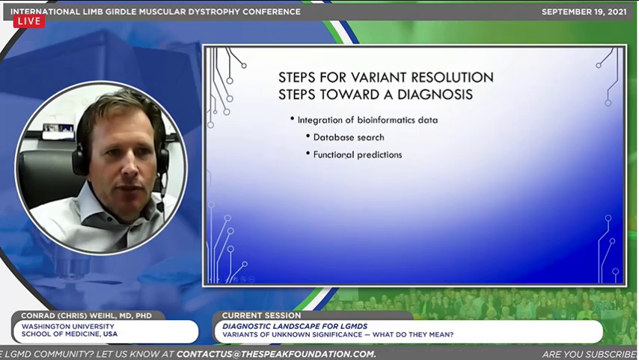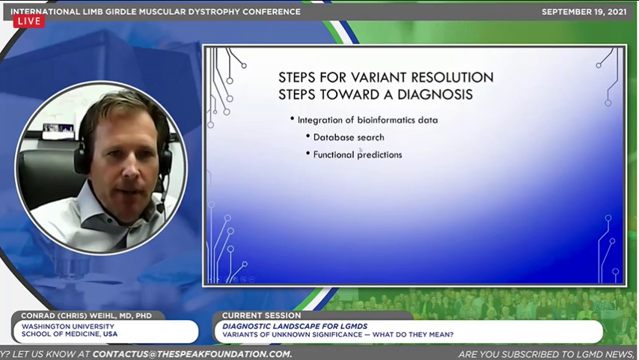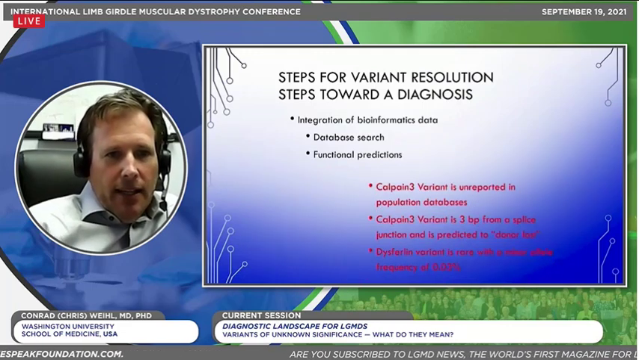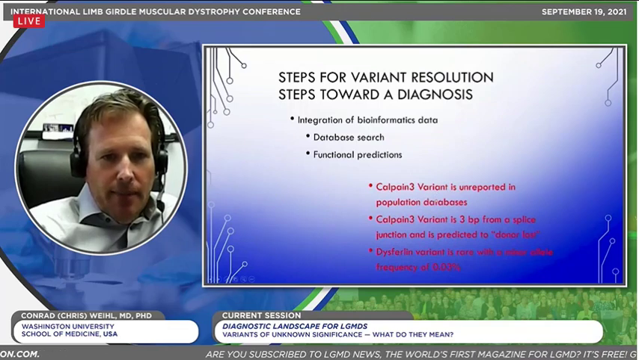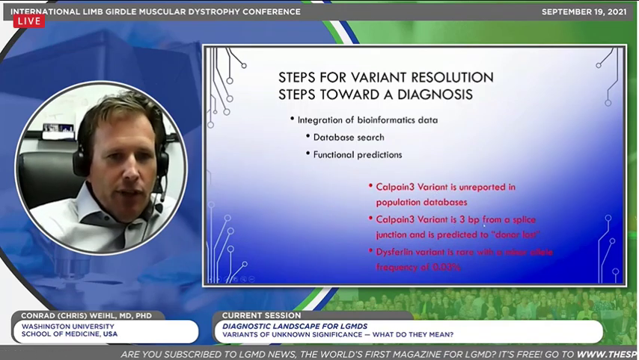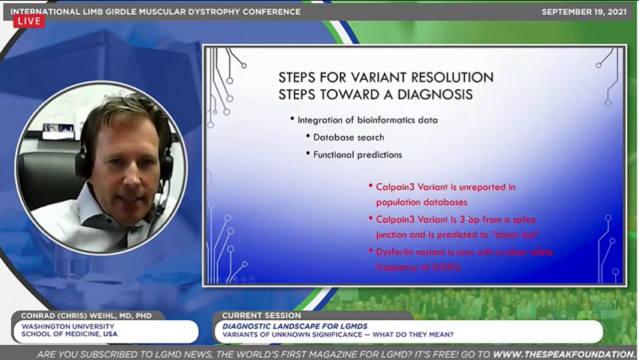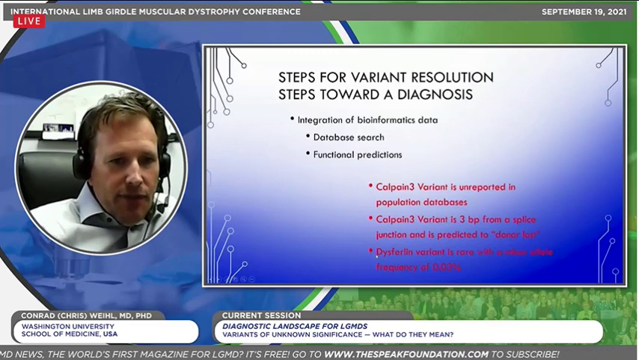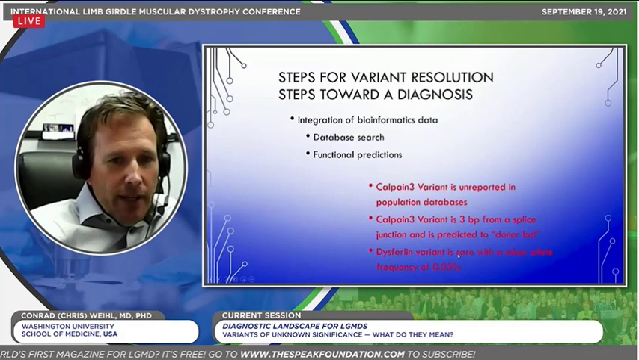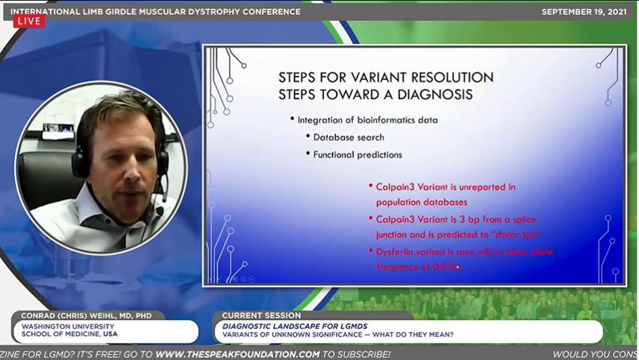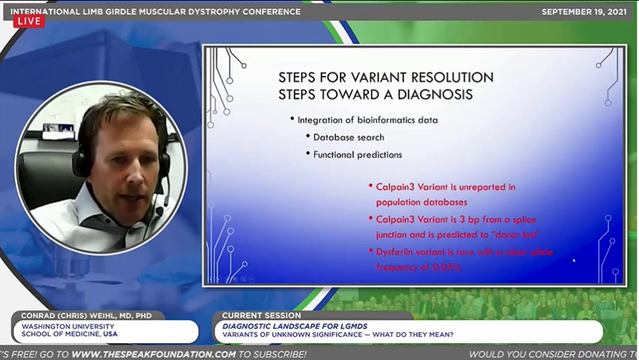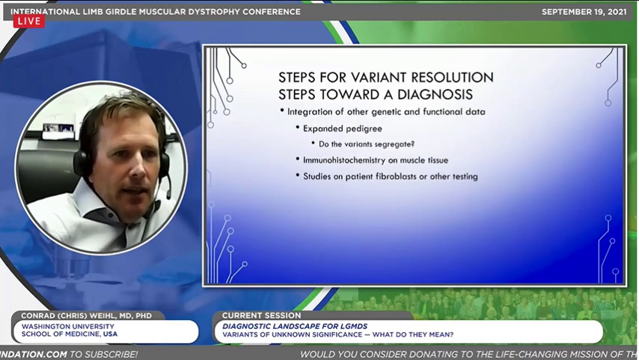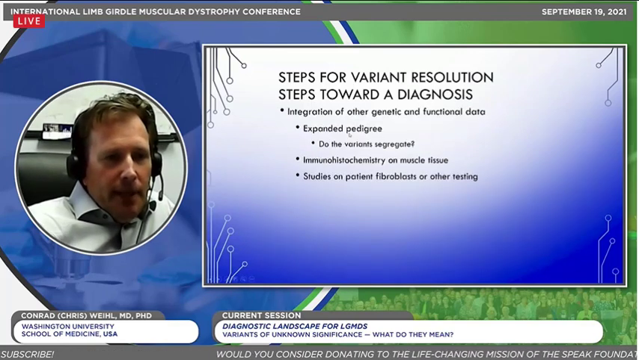We do database searches. We do functional predictions on those mutations. And remember, he had a mutation in calpain-3. He had two of them, and he had one in dysferlin. The calpain-3 variant is unreported in population databases. With a little bit more legwork, you can actually see that it's very close to what we call a splice site, leading to what's called a donor loss. So it could lead to a truncated protein. That dysferlin variant, although he only has one dysferlin variant, is rare, and it has a minor allele frequency of 0.03. This is one of those 3,000 rare variants that this patient probably has that may or may not be pathogenic in this patient. The other thing we do is we say, well, let's expand the patient's pedigree.